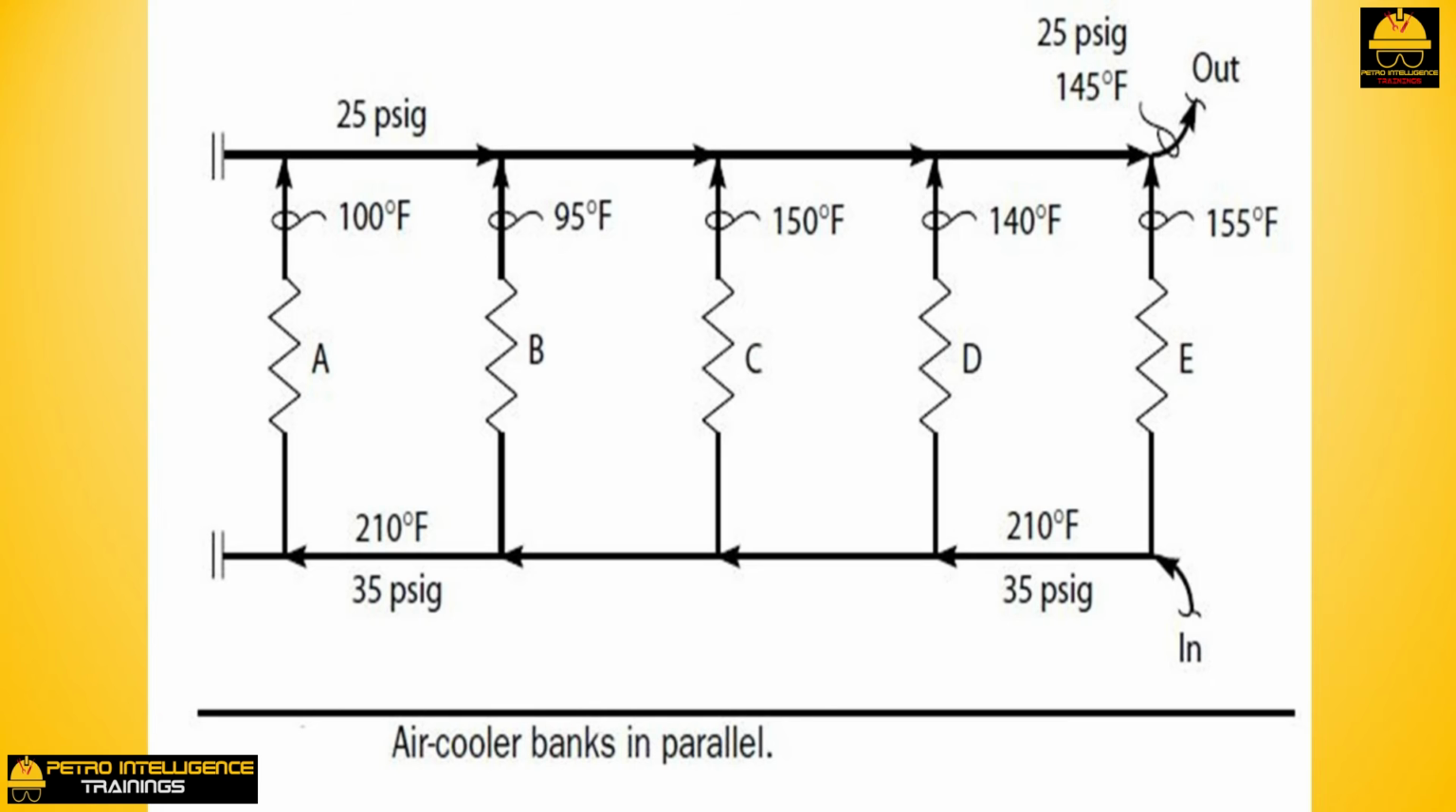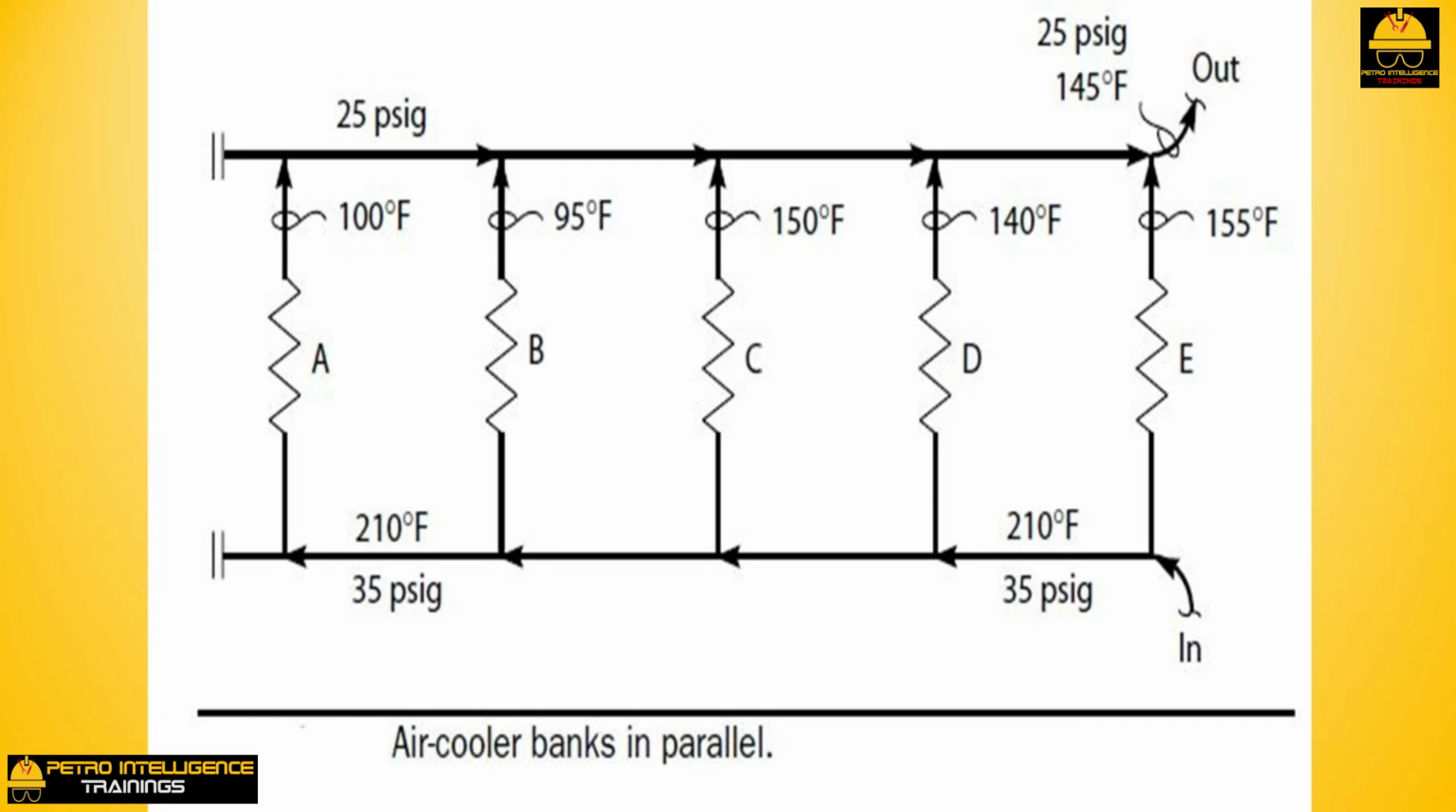Let's assume that the cooling airflow to all 5 banks is the same. Banks A and B in picture have low outlet temperatures. Banks C, D, and E have much hotter outlets. Question: which coolers are handling most of the heat transfer duty? Is it A and B or C, D, and E? The correct answer is C, D, and E. Most of the flow is passing through C, D, and E. Very little flow is passing through A and B.